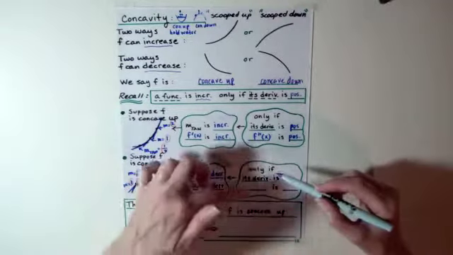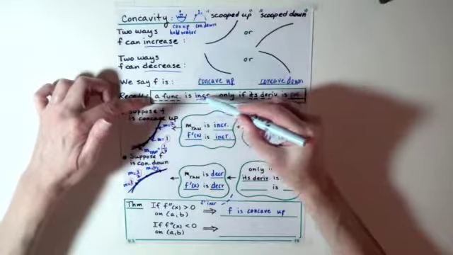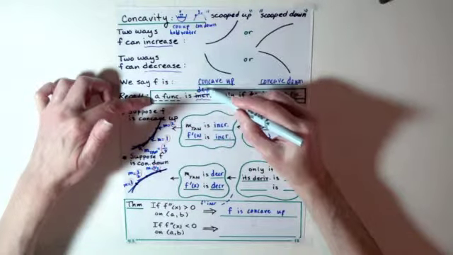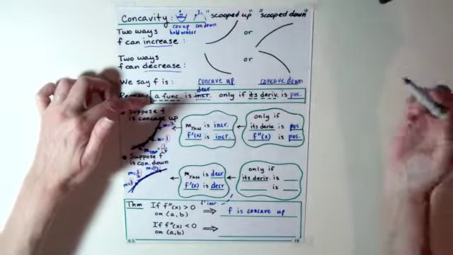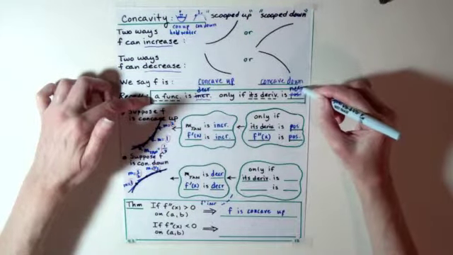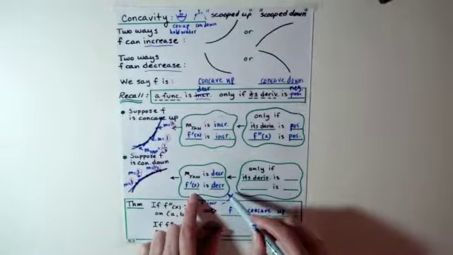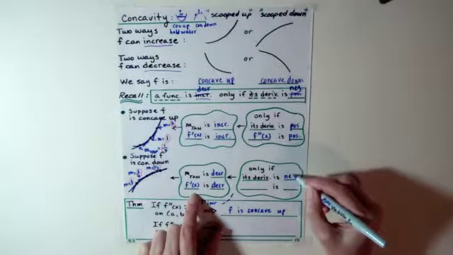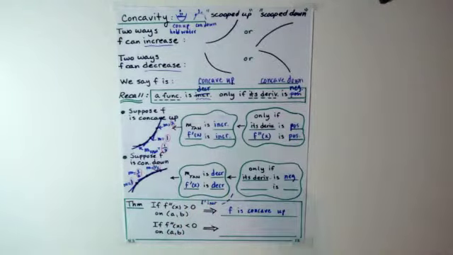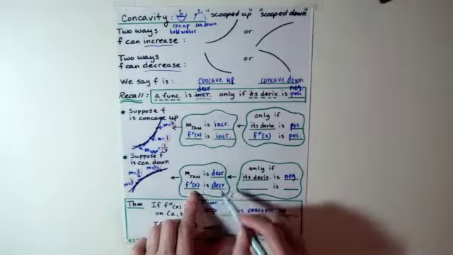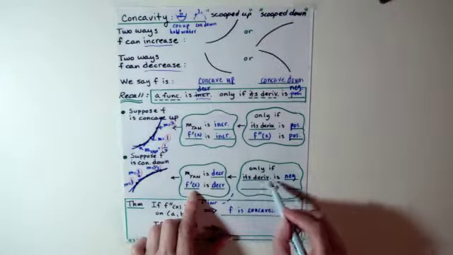But a function is, well, we did, a function is increasing. If I change this to decreasing, a function is decreasing only if its derivative is negative. So f prime will be a decreasing function only if its derivative is negative. Remember, when a function has a negative derivative, it means it's a decreasing function. So f prime is decreasing only if its derivative is negative.